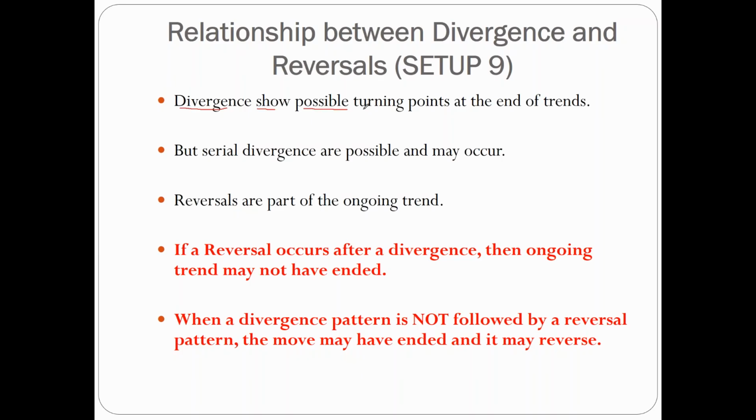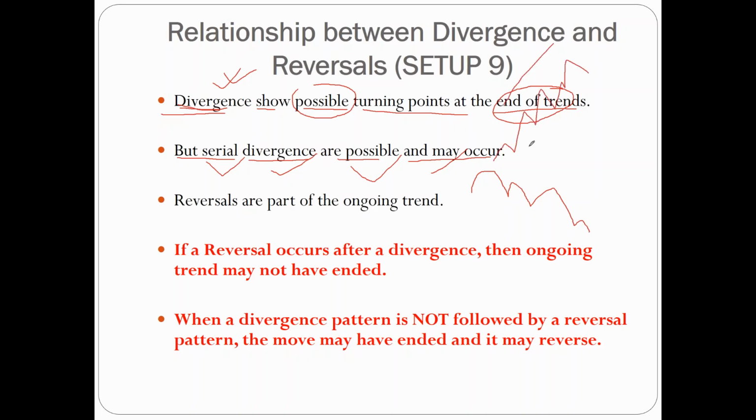Divergence shows the possibility of turning points at the end of trends, right? But serial divergences are possible and may occur. When divergence occurs, it is not a sure shot signal that the prices will fall, or that it is a change of trend. There are also chances of serial divergence, like this. The prices are going up and up, and one divergence, two divergences, three divergences. Serial divergence is also possible, right? We know this. Reversals are part of the ongoing trend. We know this also, right?